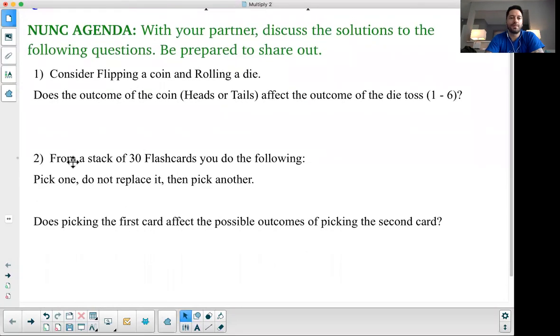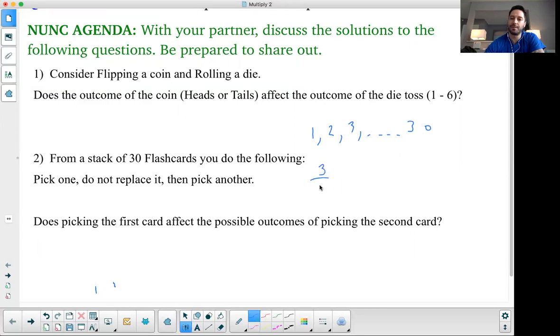So how about this one? From a stack of 30 flashcards, you do the following. You pick one, do not replace it, then pick another. Let's say that you want to know the probability of picking a 3 out of those flashcards. Let's say the flashcards are labeled 1, 2, 3, all the way to 30. And you want to know the probability of picking a 3. Well, the probability would be 3 out of 30.